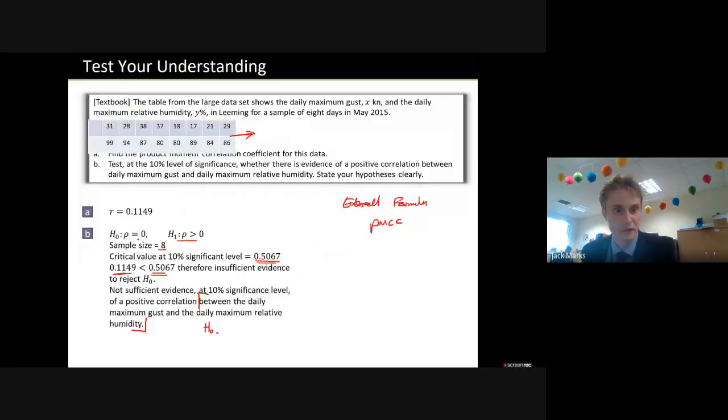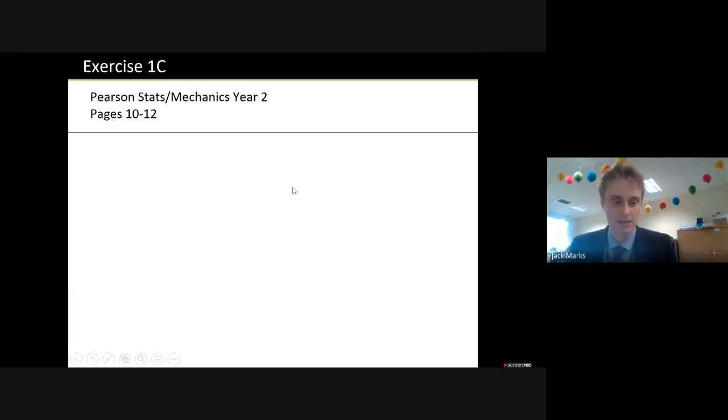So slightly different sort of type of hypothesis testing here. You might remember below that binomial was done in a very, very different way. For this one, you have to show that the correlation is stronger than the correlation that's given to you in the table. So you have to be a little bit wary of that. But that takes you up to exercise 1C.